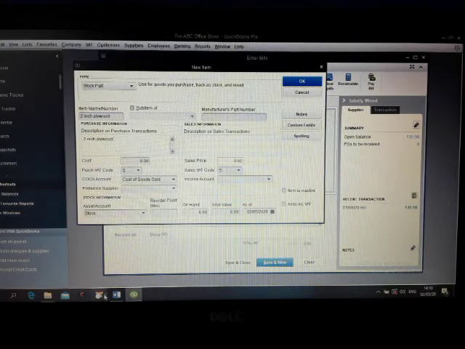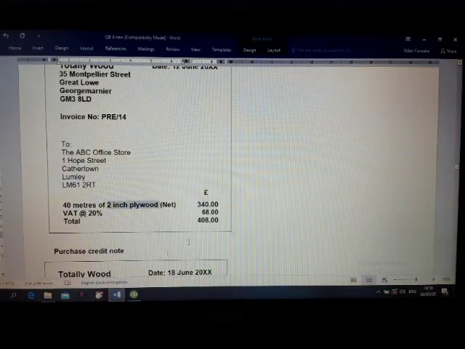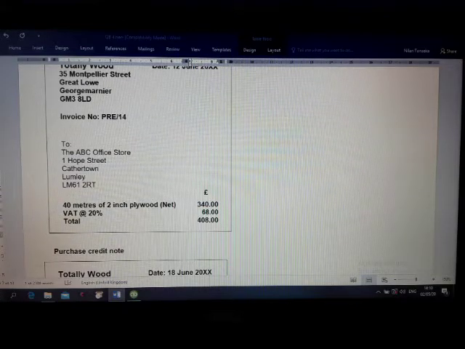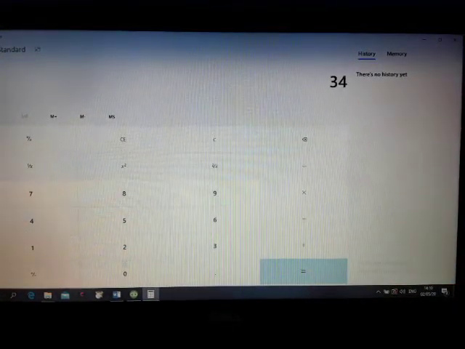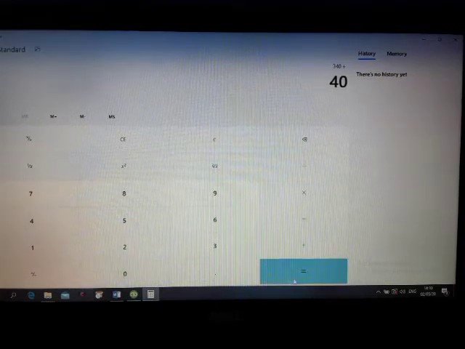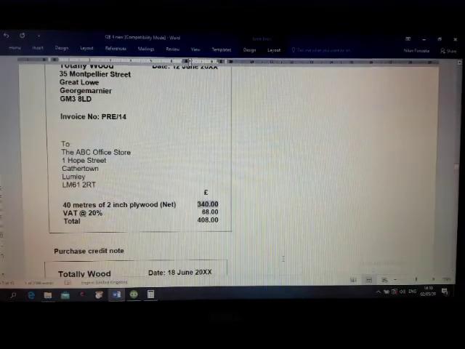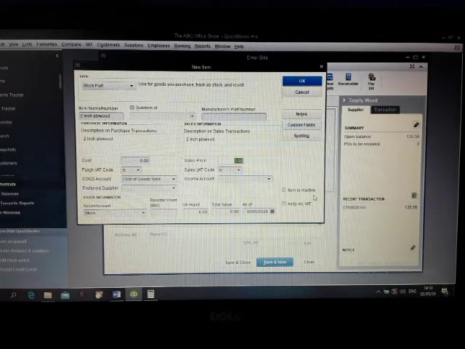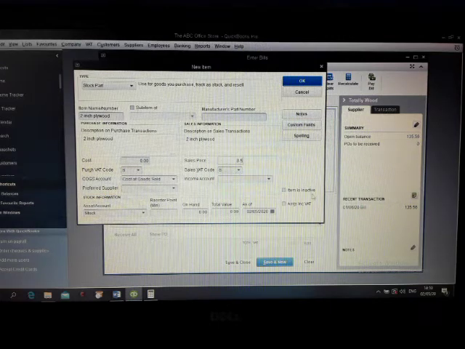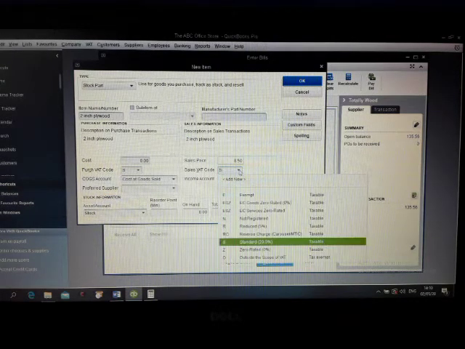Then cost, we don't know the cost price. Sell, how much? You have to take this amount and divide by 40. This amount divided by 40 gives $8.5. Sales price $8.5. This is standard.